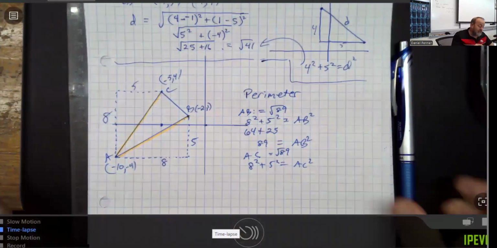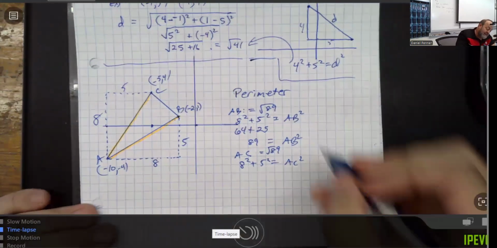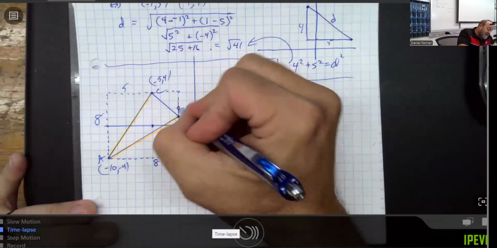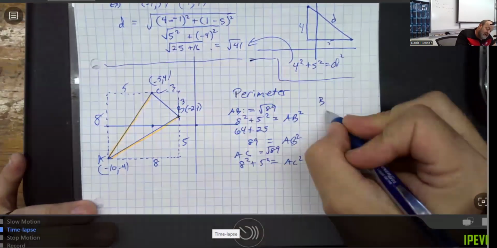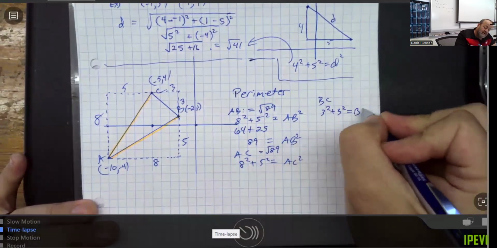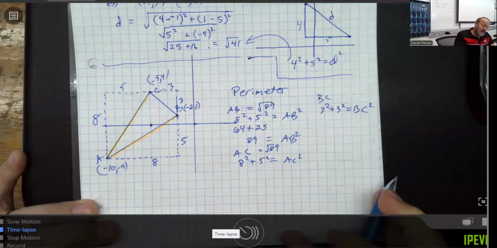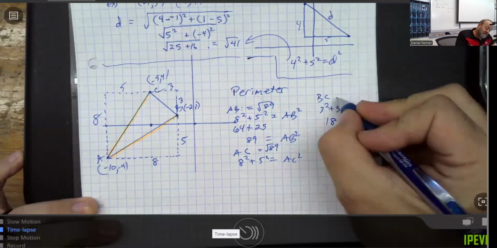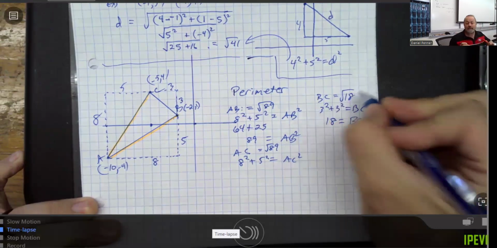And then my last little piece is to find the distance from B to C. Now, if I finish this off, this is 3 and that's 3. So I could say 3 squared plus 3 squared was the distance from B to C squared. 9 and 9 make 18. And so that makes the distance from B to C the square root of 18.